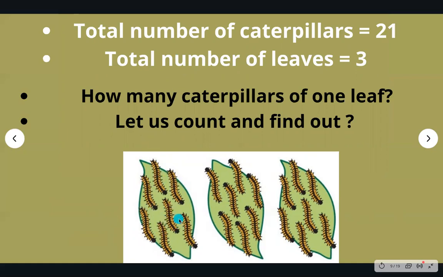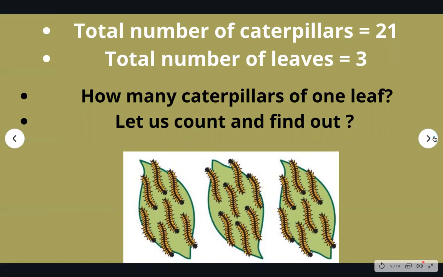Leaf number 1 has 7 caterpillars. Let's move on to the next leaf. 1, 2, 3, 4, 5, 6, 7. Leaf number 2 also has 7 caterpillars. Let's move on to the last leaf. 1, 2, 3, 4, 5, 6, 7. Oh, so all the 3 leaves have 7 caterpillars on them, right?